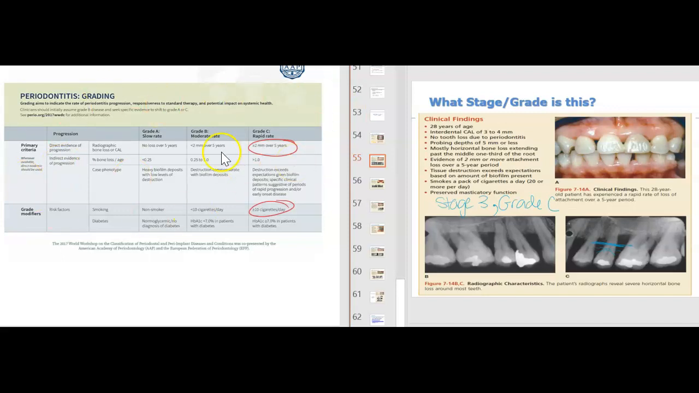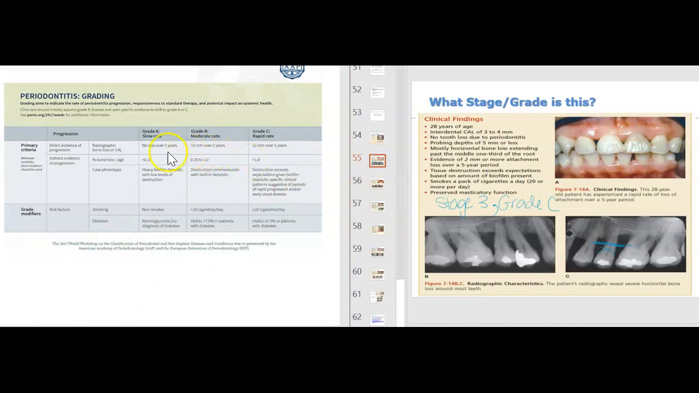Now, normally when we do grading, just some tips you should know is that we always stick with grade B. If you don't know any information, always assume grade B, unless you have evidence to show that it's a grade C. So in this case, we know that he's losing a lot of bone over the 5-year period, and we also know that he is smoking a pack a day. So that shifts him into grade C.